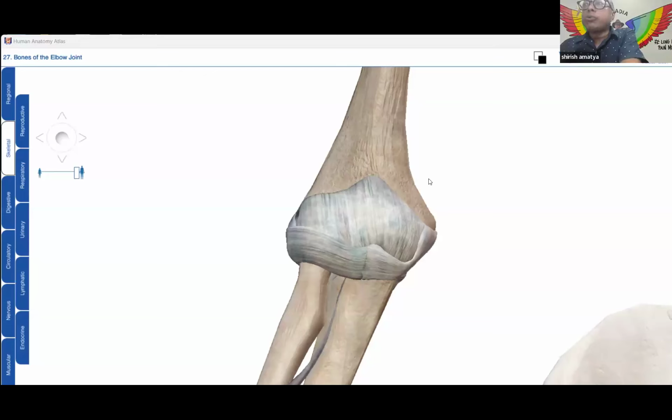Is my slide visible, sir? 3D anatomy? Yes, it's visible.